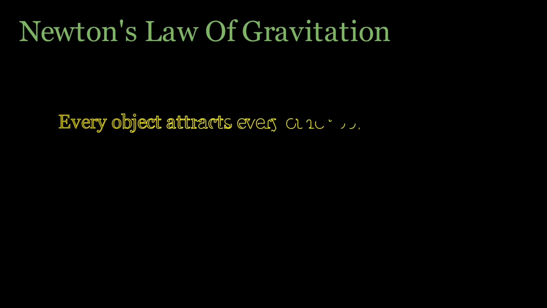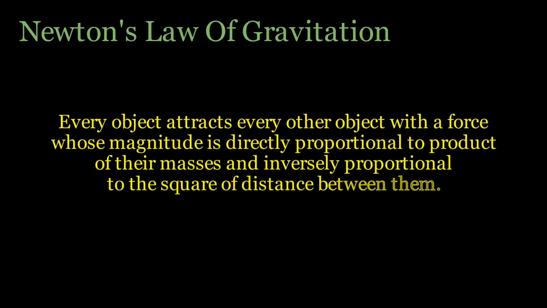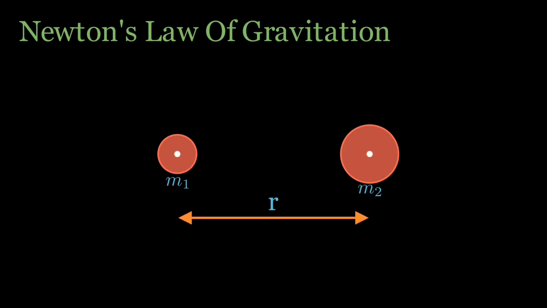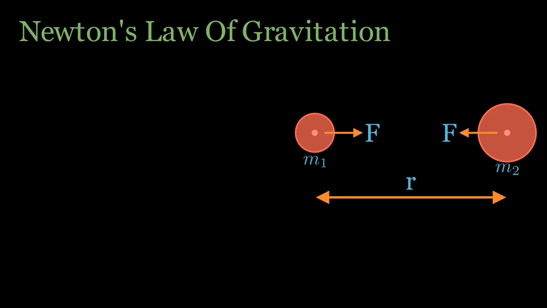The law states that every object attracts every other object with a force whose magnitude is directly proportional to the product of their masses and inversely proportional to the square of the distance between them. Consider two masses m1 and m2 separated by some distance r in between them. Then there will be a force of attraction acting between these two bodies. This force of attraction will be directly proportional to the product of their masses and inversely proportional to the square of the distance between them.